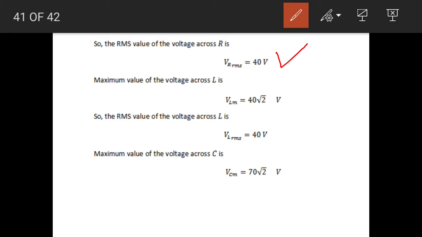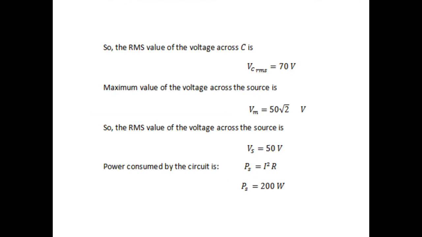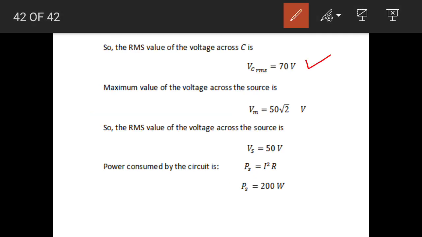The maximum value of the voltage across the inductor is 40 under root 2. So the RMS value of the voltage across the inductor will be 40 volt. Here is the maximum voltage across the capacitor. So definitely the RMS value of the voltage across the capacitor will be 70 volt. Here is the maximum value of the voltage across the source, so the RMS value of the voltage across the source will be 50 volt.